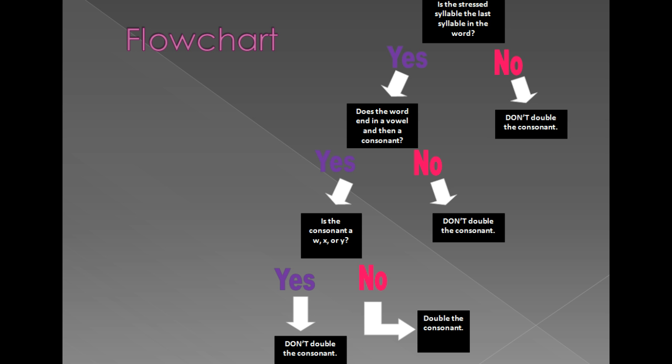This flowchart should help you remember. Is the stressed syllable the last syllable in the word? Yes? Okay, then ask yourself, does the word end in a vowel and then a consonant? If the answer is yes, you need to ask, is the consonant a W, X, or Y? If the answer is yes, you are not going to double the consonant. But if the answer to that is no, then you will double the consonant. For all other no's, you would not double the consonant.